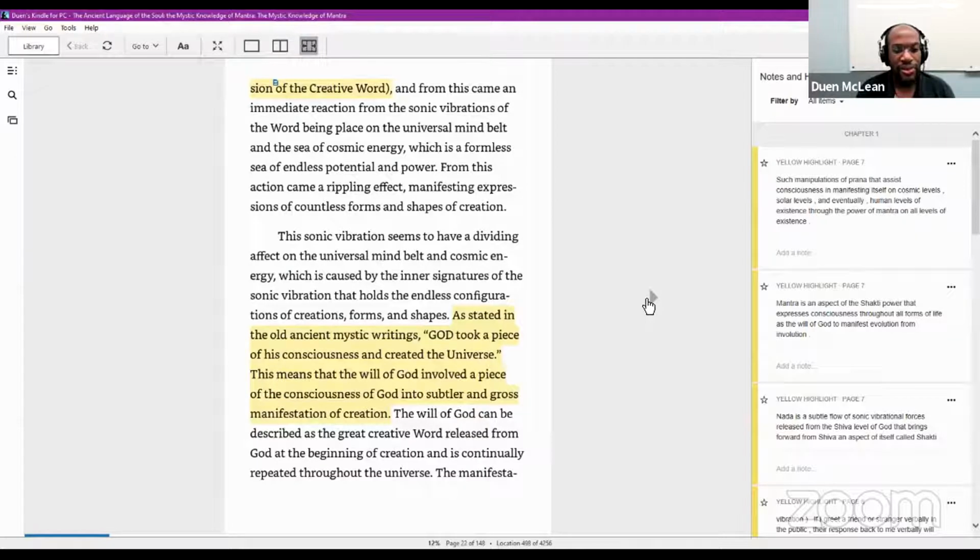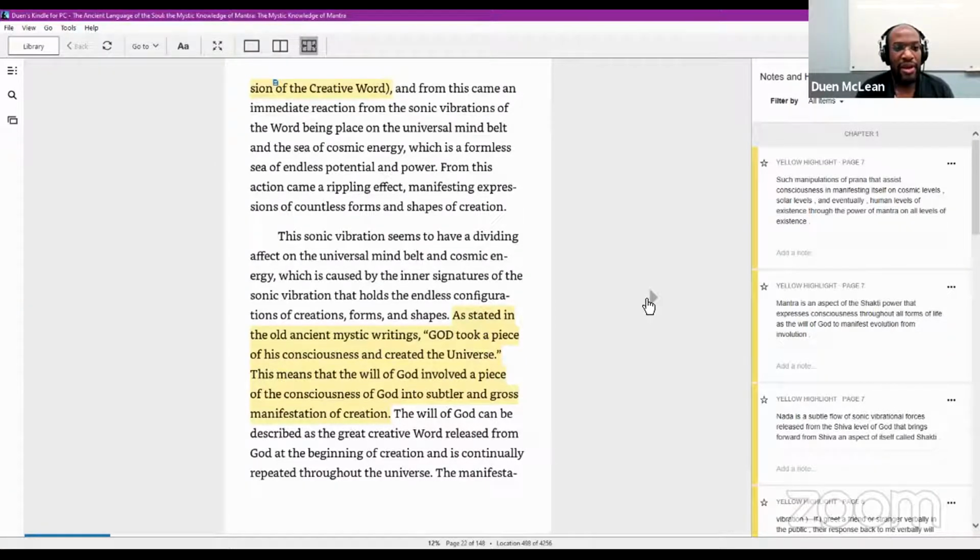As stated in the old ancient mystic writings, God took a piece of his consciousness and created the universe. This means that the will of God involved a piece of the consciousness of God into subtler and gross manifestations of creation. The will of God can be described as the great creative word released from God at the beginning of creation and is continually repeated throughout the universe.